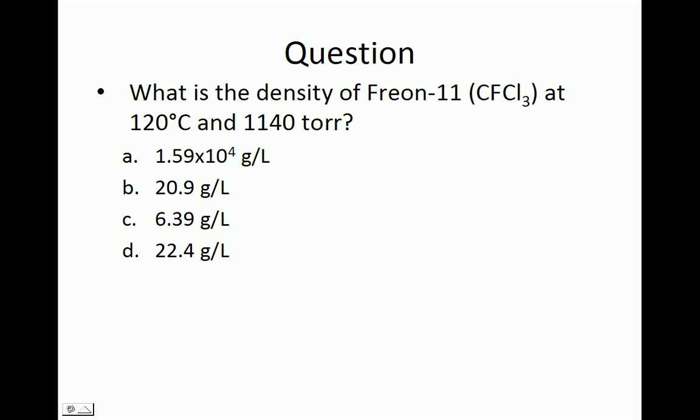What is the density of Freon 11, CFCl3, at 120 degrees Celsius and 1140 torr? A. 1.59 times 10 to the 4th grams per liter. B. 20.9 grams per liter. C. 6.39 grams per liter. D. 22.4 grams per liter.